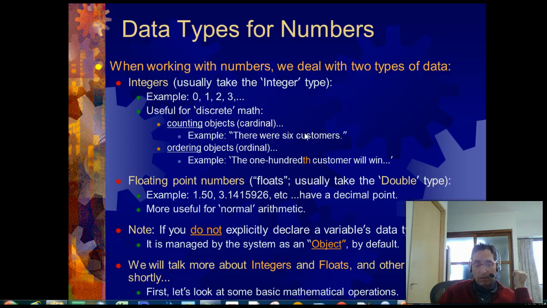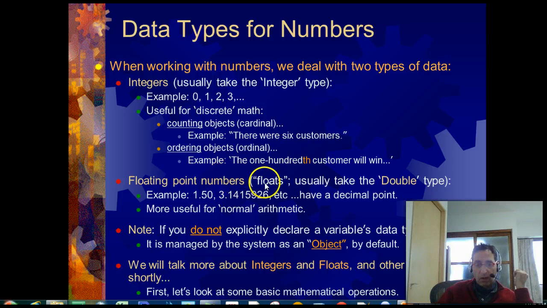The thing is that when you use decimal points, usually they take up more memory, so you don't want to do that necessarily if you don't have to. So if you're trying to talk about the number of customers, you might make a variable to be an integer to stand for the number of customers. And also, if you're trying to talk about the order of customer, like the 100th customer or something like that, you might want to use an integer.